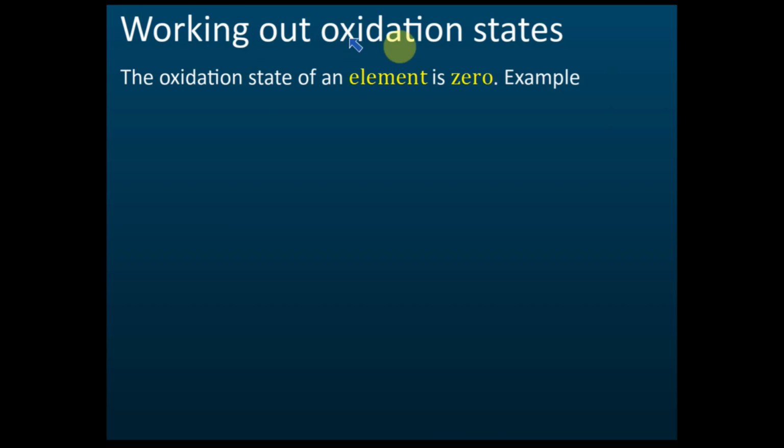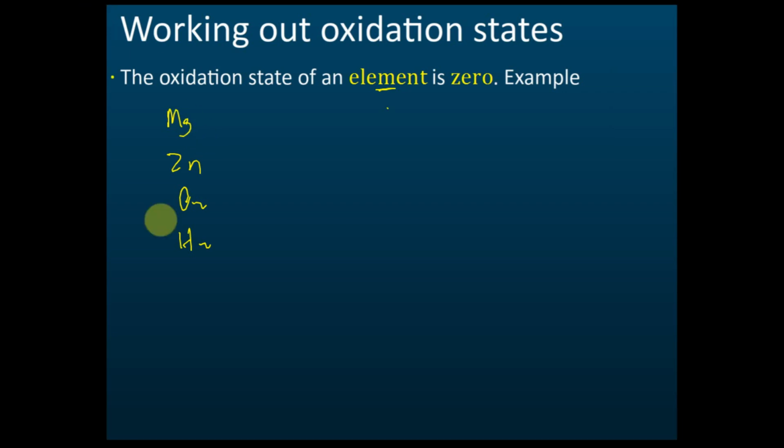So that is for oxidation state. Working out oxidation state. How do we know the oxidation state of an element? Now there are a few rules that you need to memorize. This is the most important thing that you need to know in this chapter. The first one, the oxidation state of an element is 0. For example, magnesium is an element, zinc is an element, oxygen is an element, hydrogen is an element. As long as it consists of just one type of atom, then it's an element.